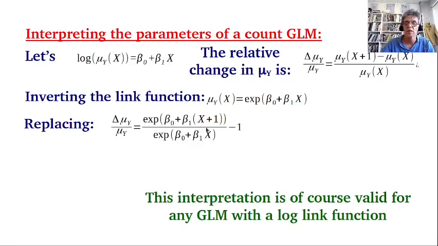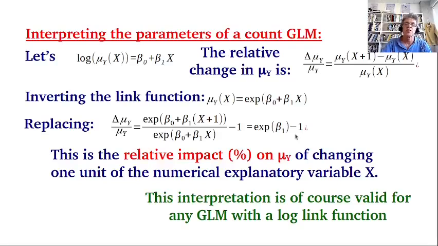It's very simple, and it can be simplified to show that the relative change of the mean when the explanatory variable changes 1 unit is simply the exponential of the slope minus 1. This is the relative or percentual change of the mean when we change by 1 unit the numerical explanatory variable. This is, of course, valid for any GLM with a log link function, not just for the count GLMs.